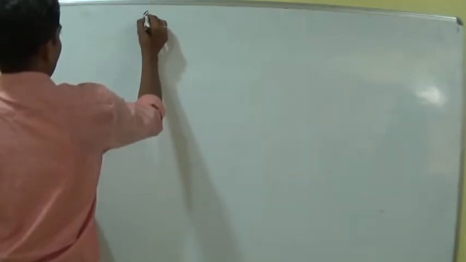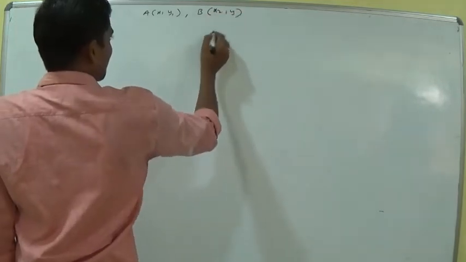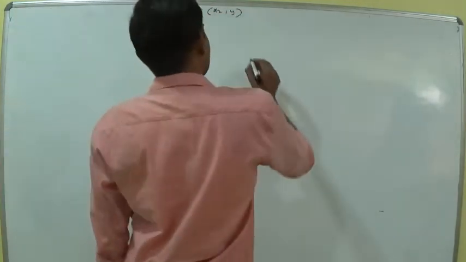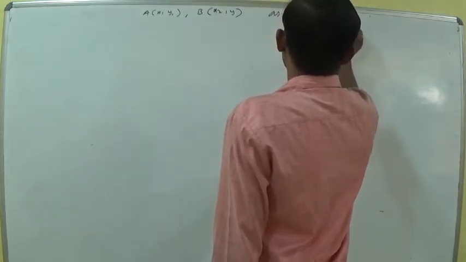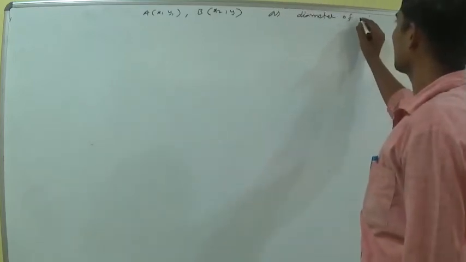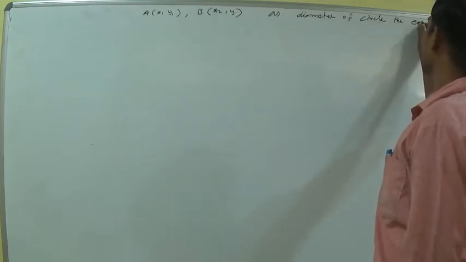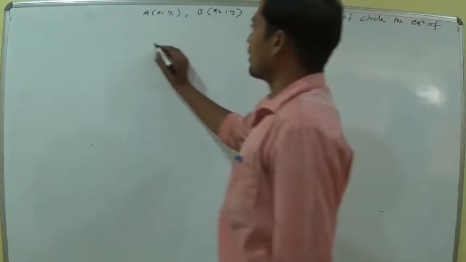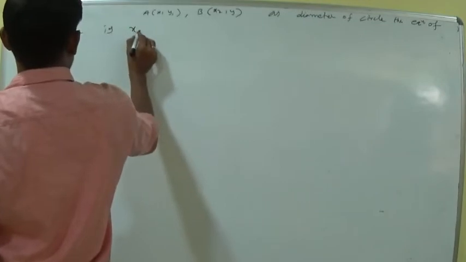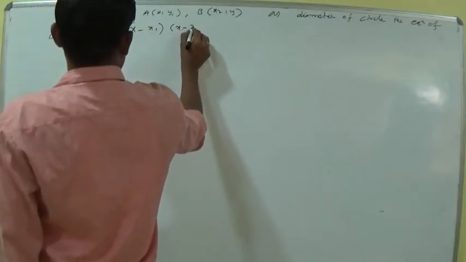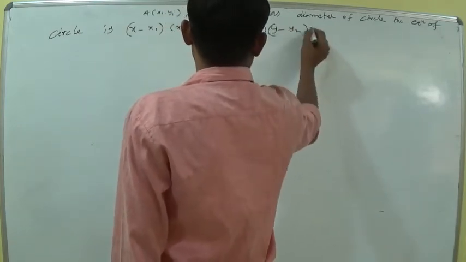Suppose A (x1, y1) and B (x2, y2) are the endpoints of a diameter of a circle, then the equation of the circle is (x minus x1)(x minus x2) plus (y minus y1)(y minus y2) equal to 0.